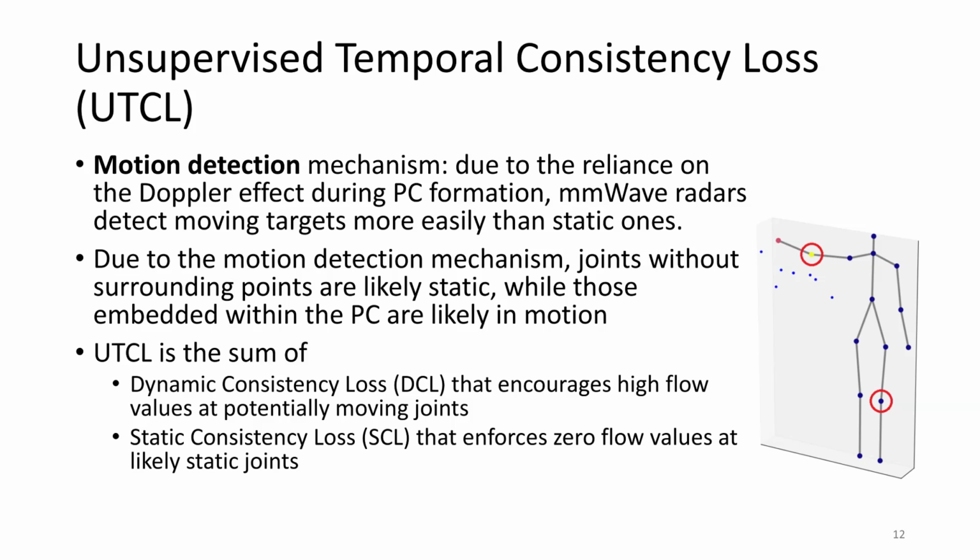Because mmWave point cloud formation relies heavily on the Doppler effect, moving body parts are more likely to be detected, while static body parts may produce fewer points. Therefore, if a predicted joint is surrounded by points, it is likely to be moving. If it is far away from detected points, it is more likely to be static. UTCL uses this prior through two terms, dynamic consistency loss, which encourages motion for likely moving joints, and static consistency loss, which encourages zero flow for likely static joints.